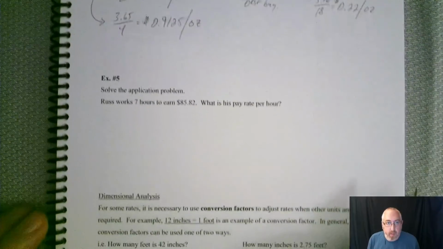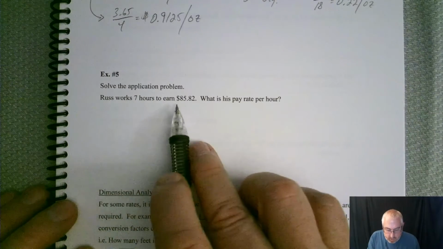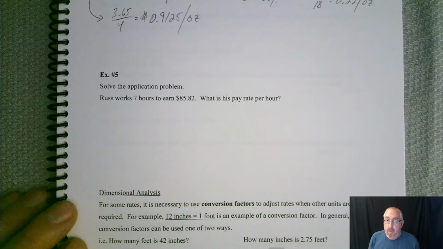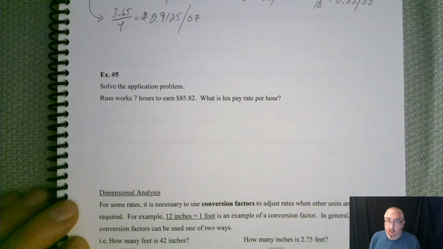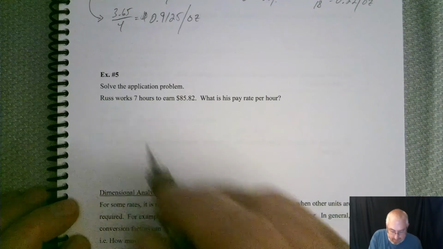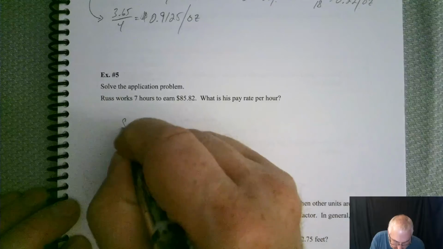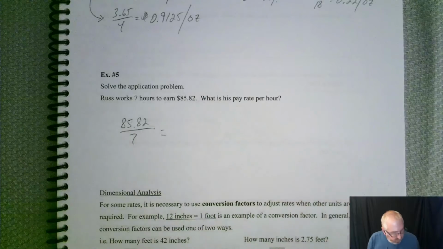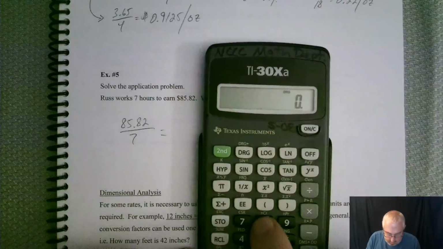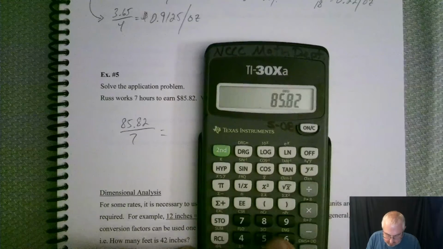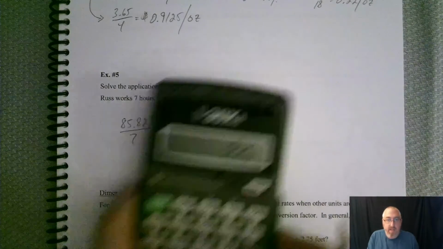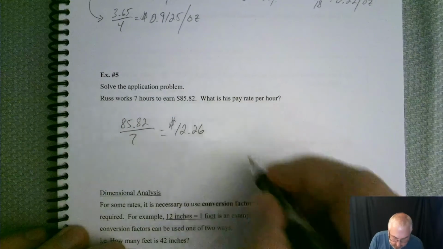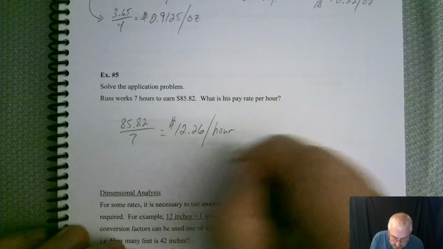Okay, one more problem and then we'll end. Russ works 7 hours to earn $85.82. What is his pay rate per hour? So how would we divide that? What goes on top? You guessed it. It's going to be the money. The money is still on top. That's kind of like the price. So if we divide that, let's see what we get. 85.82 divided by 7 equals 12.26. So he gets $12.26 per hour.